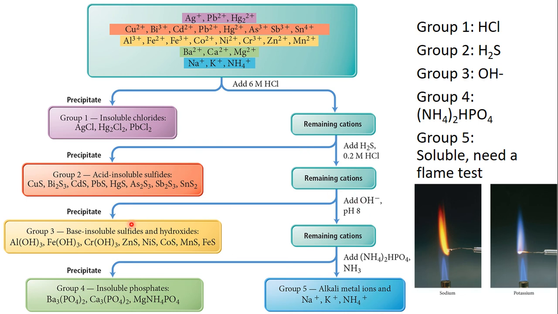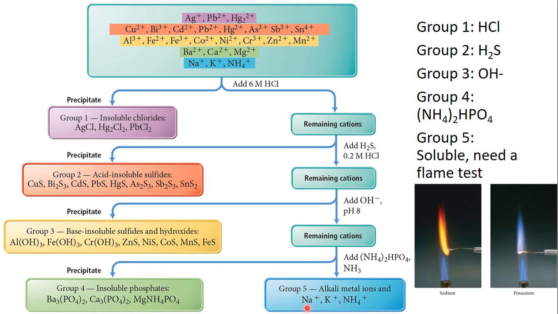Then you add a hydroxide. You'll form insoluble sulfides and hydroxides now. Some of these sulfides did not precipitate out in group 2 because they are soluble at a pH of 7. Adding this OH, you raise the pH, and so now these are insoluble. And then you can add phosphates to make insoluble phosphates, and after that you're left with 3 cations: sodium, potassium, and ammonium.